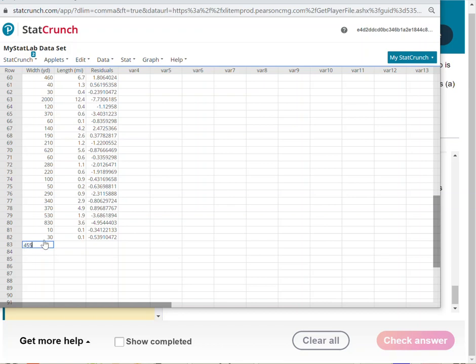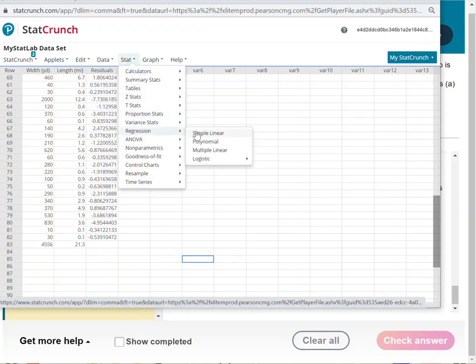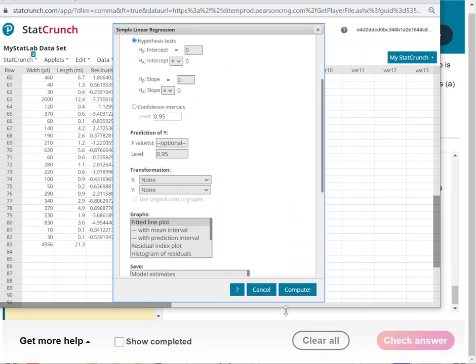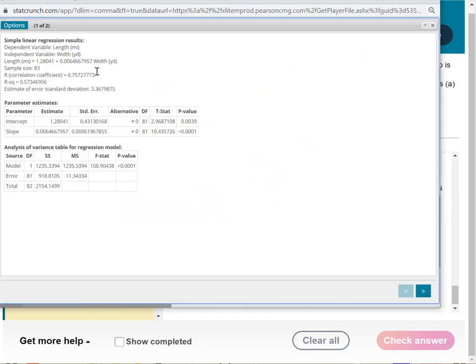So 4,556, 21.3, and let's go ahead and look for the regression line. So regression, simple linear. So we want to select the width and the length, and let's go ahead and compute. Make this a little bigger, so let me go ahead and write this line. It's y equals 0.006 times the width plus 1.280.